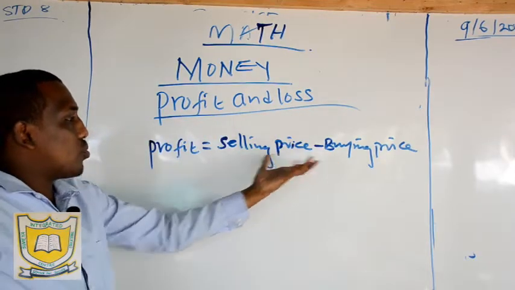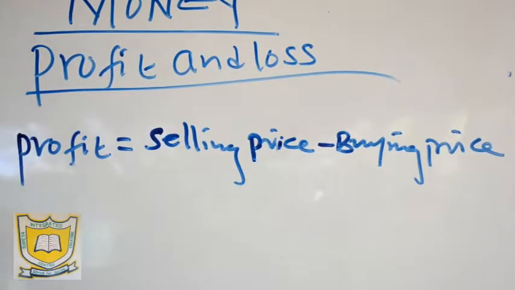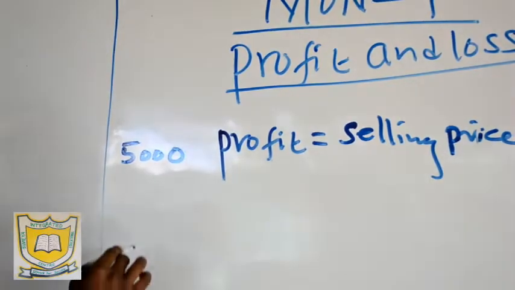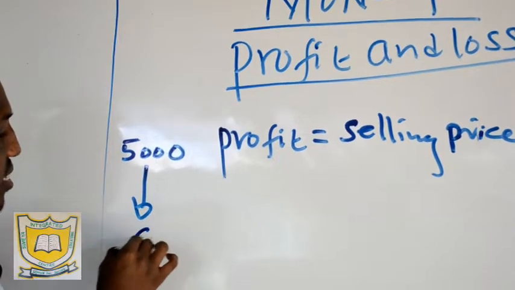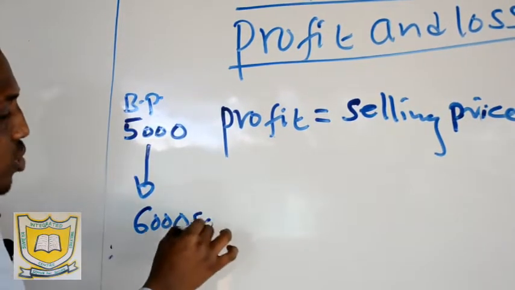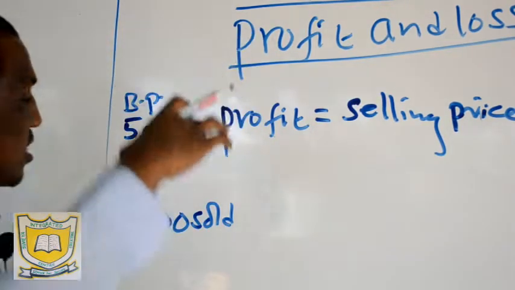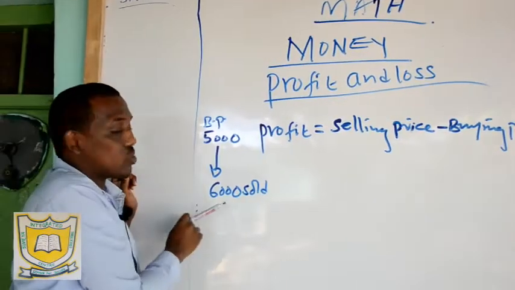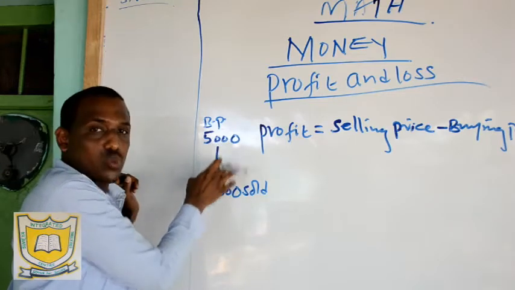When you go to town, you buy a cow. Let's say, for example, the buying price of the goat is 5,000. Then you take it to the market, and the selling price became 6,000. So this was the buying price, you bought it and then you sold it at shillings 6,000. So the price has increased, it went up. So what is the profit now? It was 5,000, later on you sold it and got 6,000. The profit is 1,000.